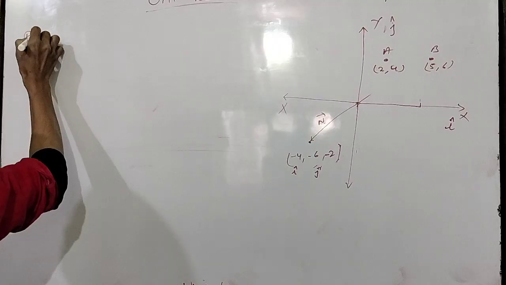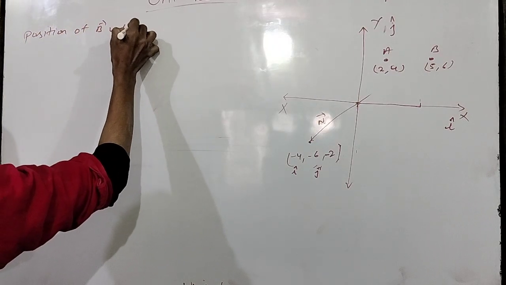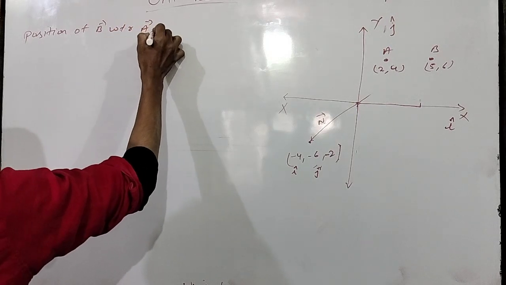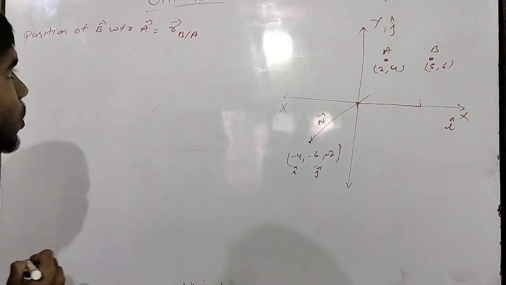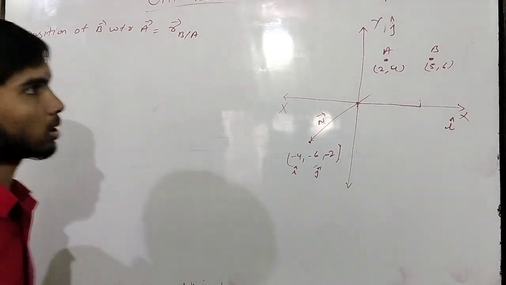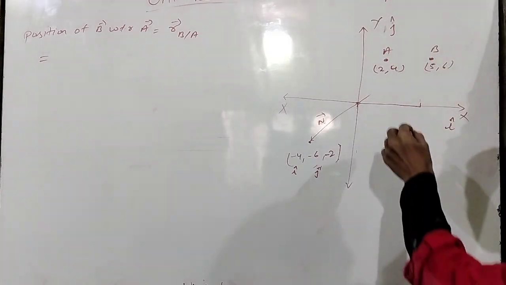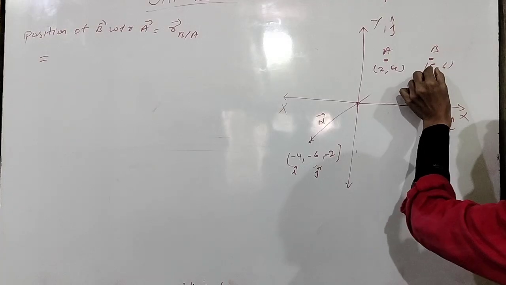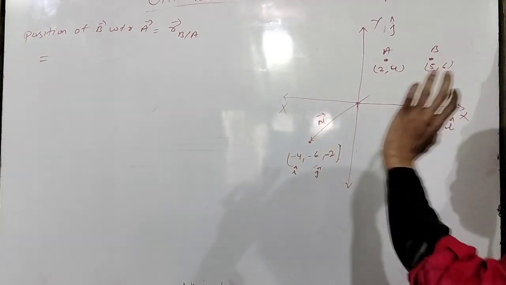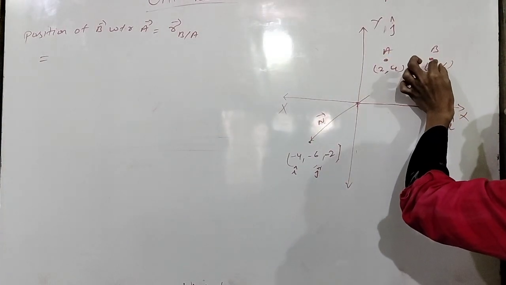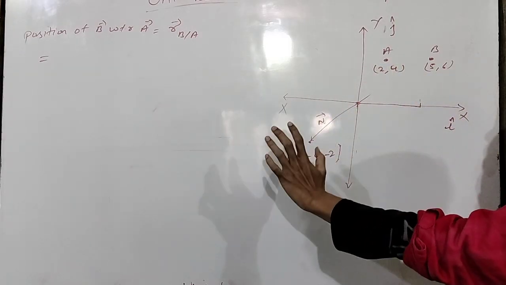Position of b vector with respect to a vector means b with respect to a. In that case, we will write it like this: x2 minus x1, plus y2 minus y1, that is how you will find the position of this particular vector. x2 minus x1, y2 minus y1, z2 minus z1.